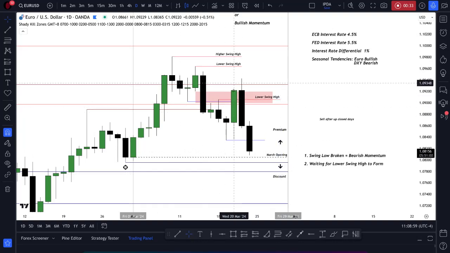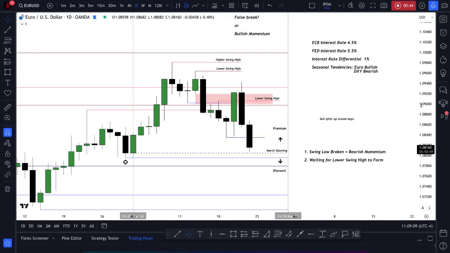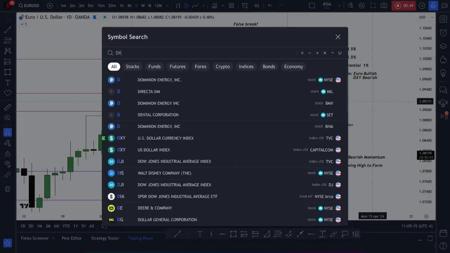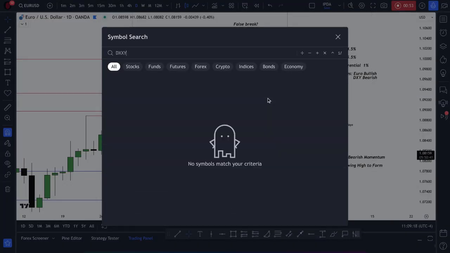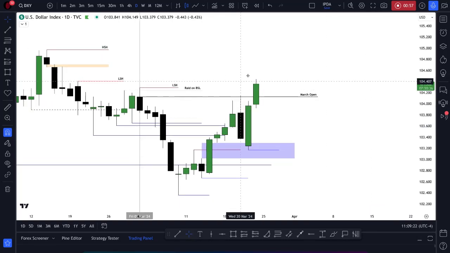Notice all the sell opportunities here, all the great sell opportunities, were occurring above March's opening price in a premium. We also see a lot of the inversely correlated pairs, like DXY, for example. DXY was below March's opening price and now is above March's opening price. So let's take a look at that briefly. If you take a look at the DXY, you're going to see now price is above March's opening price.